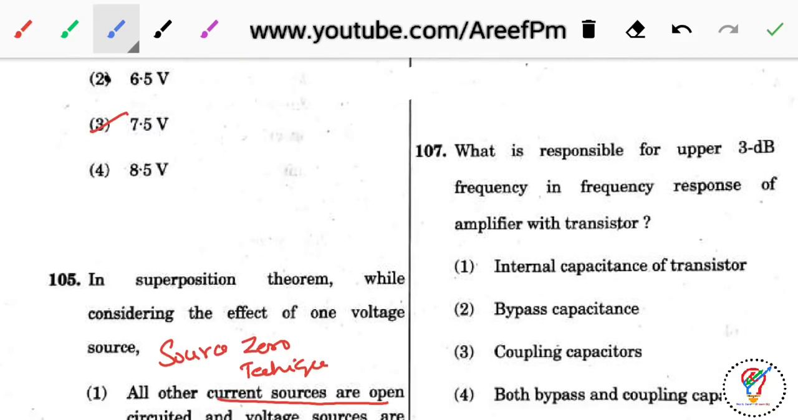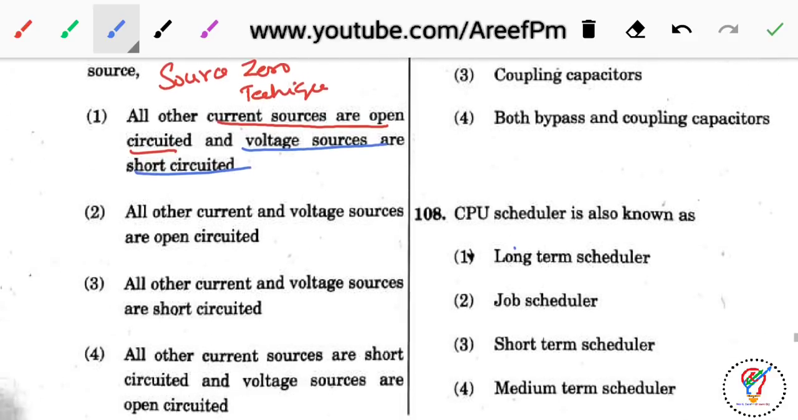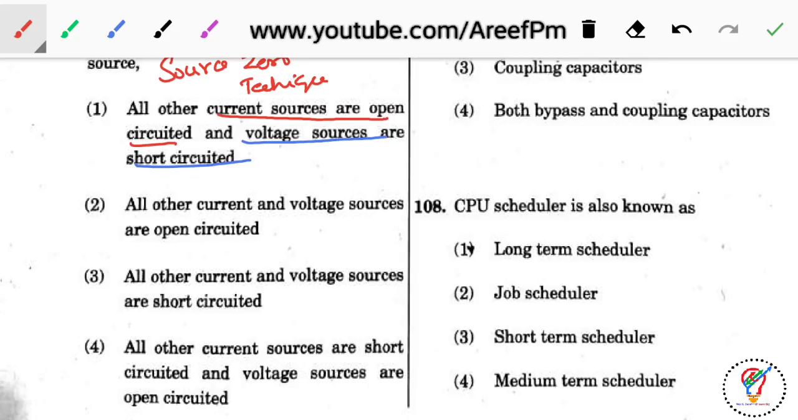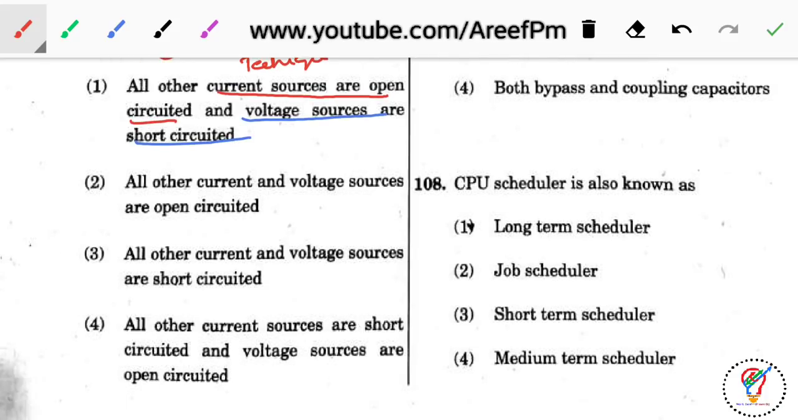Next, 107. What is responsible for upper 3 dB frequency in frequency response of an amplifier with a transistor? So it is internal capacitance of the transistor. Because of internal capacitance of the transistor, there is a responsible for upper 3 dB frequency range. Next, 108. The CPU scheduler is also known as, it is also known as short-term scheduler.